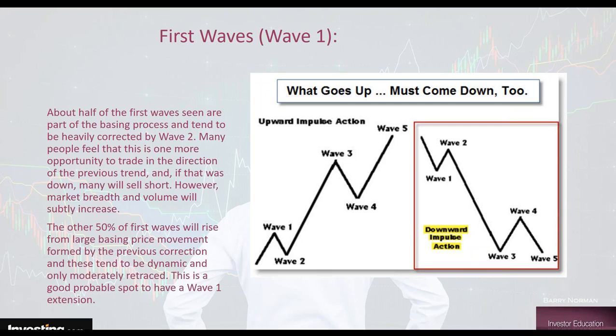Now, the other 50% of the first waves will rise from large basing price movements formed by the previous correction, and these tend to be dynamic and only moderately retraced. This is a good probable spot to have a wave 1 extension.